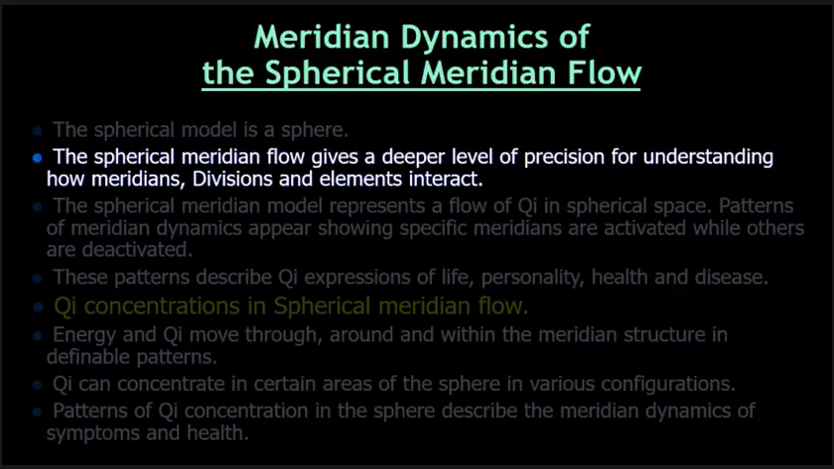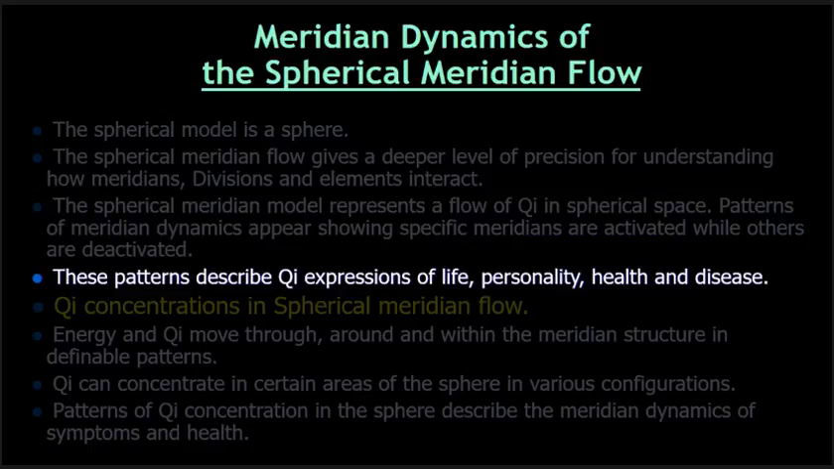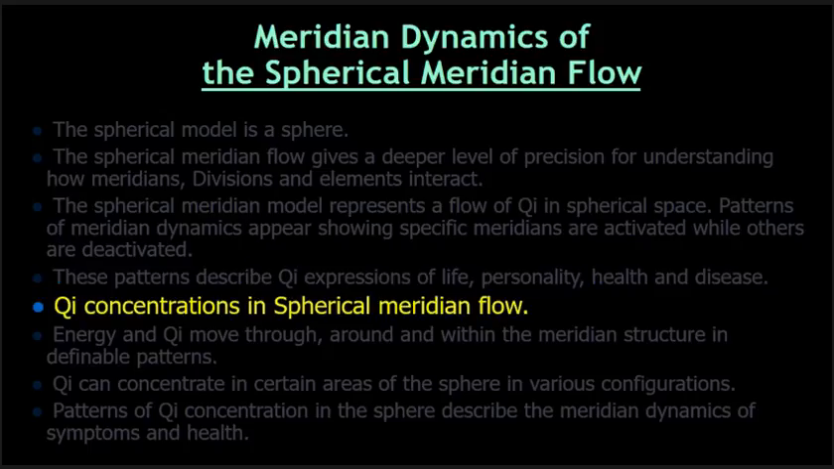The spherical meridian flow gives a deeper level of precision for understanding how meridians, divisions, and elements interact. This is what I want to show in this video. The spherical meridian model represents a flow of qi in spherical space. Patterns of meridian dynamics appear, showing specific meridians are activated while others are deactivated. And that key word there is specific, in that the spherical meridian flow allows you to identify specific meridians which form patterns with other meridians. These patterns describe qi expressions of life, personality, health, and disease. So you get these qi concentrations in the spherical meridian flow.